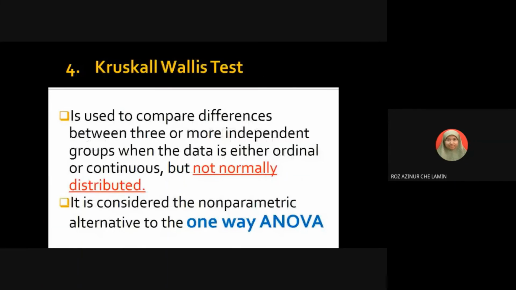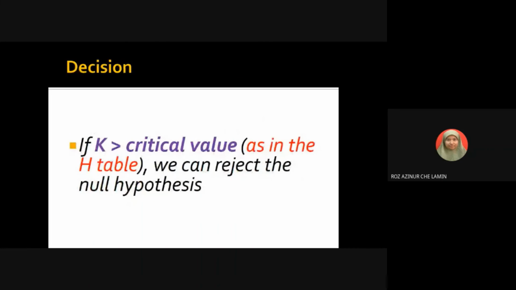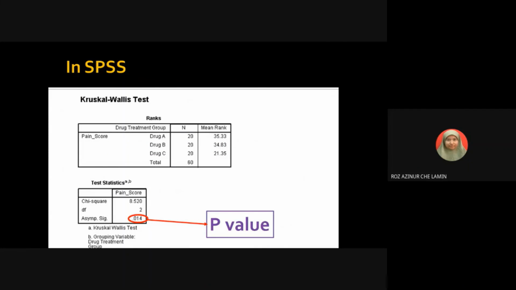Next is the Kruskal-Wallis test. The Kruskal-Wallis test is used to compare differences between three or more independent groups when the data is either ordinal or continuous, but not normally distributed. It is considered the non-parametric alternative to the one-way ANOVA. For the decision, if the K value is higher than the critical value in the H table, we can reject the null hypothesis. This is the example for the Kruskal-Wallis test SPSS output.